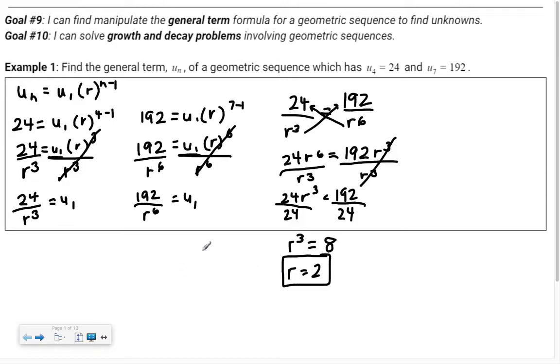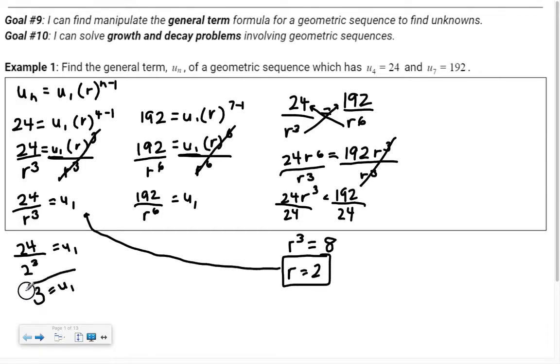In order to find my first term, or u1, I'm going to plug this value for r back into either one of these original equations. I'm going to choose this one because the numbers are smaller, which means it's probably going to be easier. So plugging that back in, I get 24 over 2 to the power of 3 equals u1. 2 to the power of 3 is 8. 24 divided by 8 is 3. So my first term in the sequence is going to be 3.